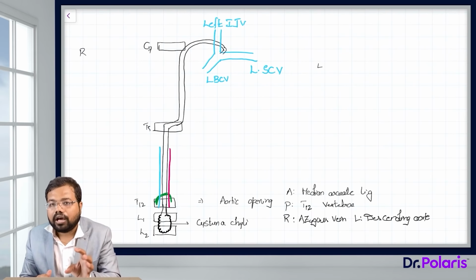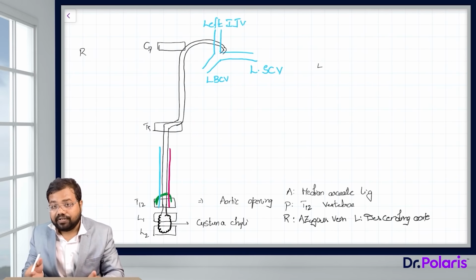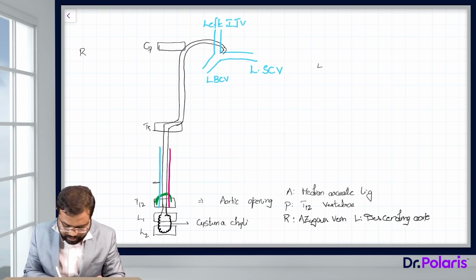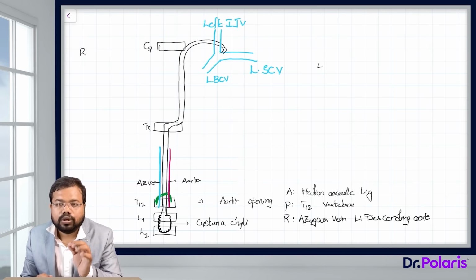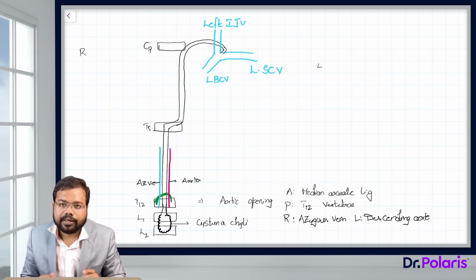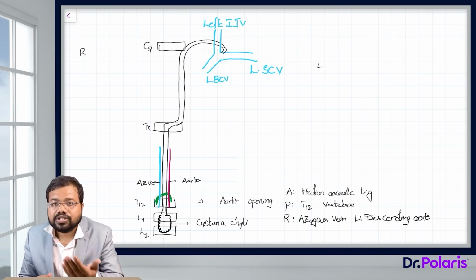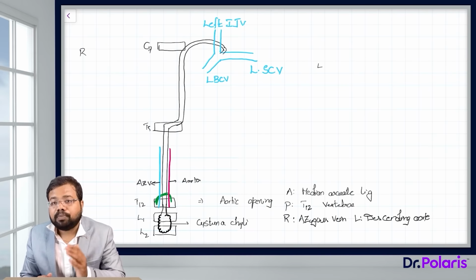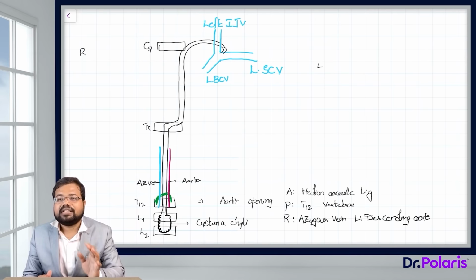Right? So these are the boundaries at the level of the starting point, that means at the level of the aortic opening in the diaphragm. Anteriorly the median arcuate ligament, on the right side the azygous vein, and on the left side the descending aorta. Posteriorly we have the T12 vertebra. So these are the boundaries at the level of T12, at the point of origin of the thoracic duct. Once it enters through the aortic opening from the abdominal cavity, it enters the thoracic cavity, and the part it enters is the posterior mediastinum.